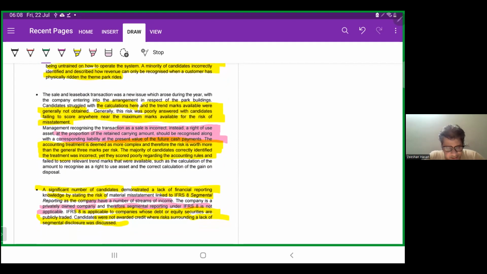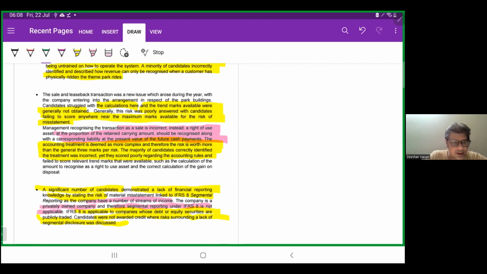Then we had the sale and leaseback transaction, a new issue which arose during the year with the company entering into the arrangement. In respect of the park buildings, the candidates struggled with the calculations here, and the trend marks available were generally not obtained. Generally, the risk was poorly answered, with candidates failing to score anywhere near the maximum marks available for the risk of misstatement. Management recognizing the transaction as a sale is incorrect.